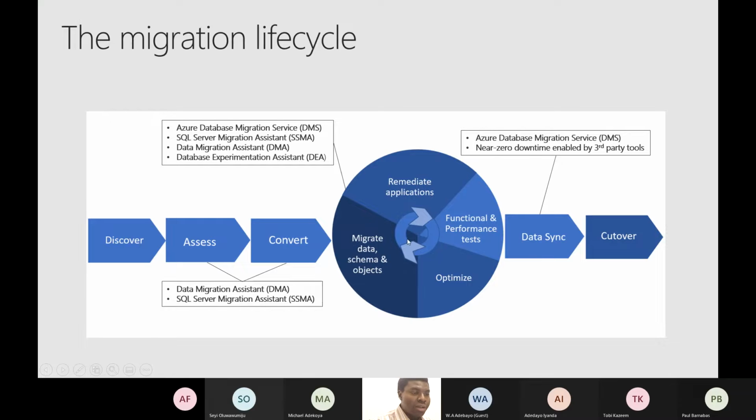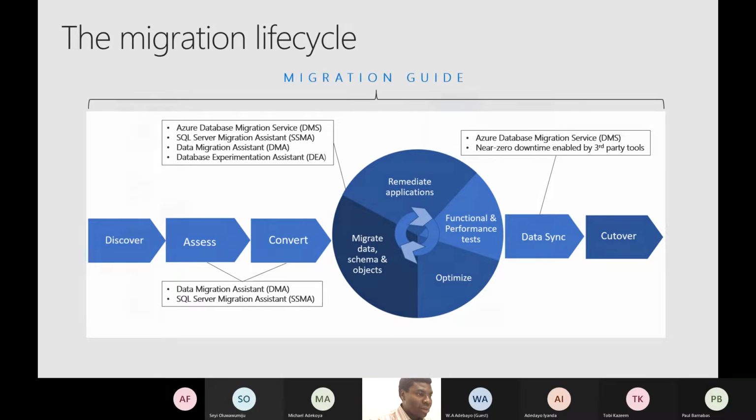And then once the migration starts, the first layer of the migration is movement of the objects. So your tables, your views, your objects, your users, those are first migrated. And then there's a data synchronization between the target and the source. And then there's a cutover, depending on the type of migration, if it is offline or online.